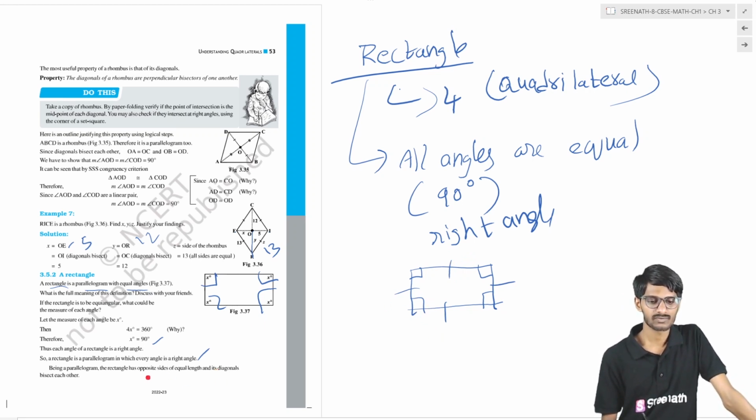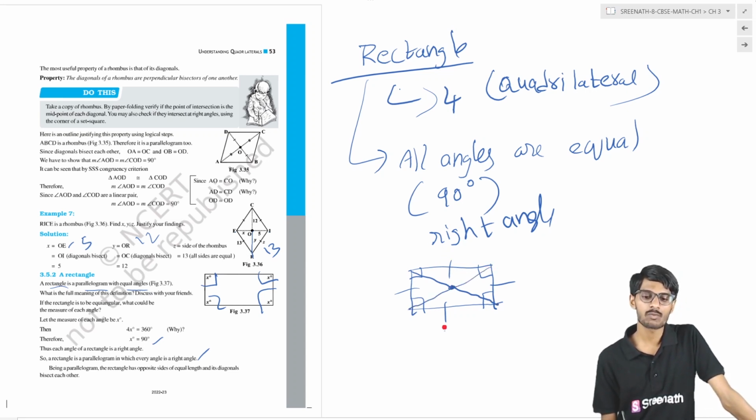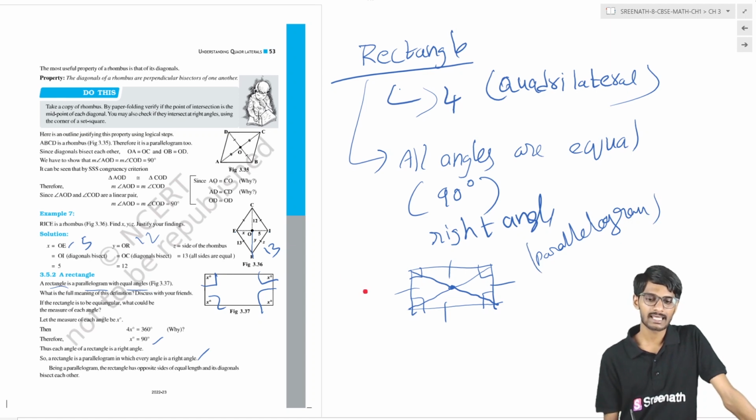And its diagonals bisect each other. Basically, if you draw the diagonals, these diagonals bisect at the midpoint, students. So it has opposite sides equal and its diagonals bisecting each other. So we may treat it as a rectangle, and it may be treated as a parallelogram also. Basically this is the rectangle.